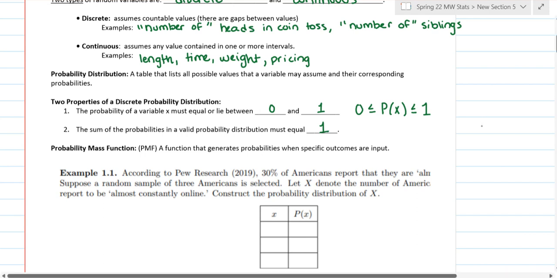Just to show you an example of something you might see on your homework, there's going to be a couple of tables, and you're determining if they're a valid probability distribution. So you'll see x, p of x. Let's say you've got x values 0, 1, and 2, and then 0.25, 0.5, 0.25. That's a valid probability distribution because you add those up to 1.